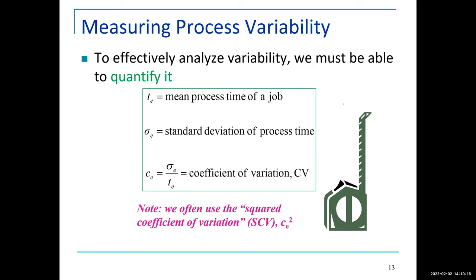And then we have the coefficient of variation, which is equal to the standard deviation divided by the mean process time. So this is the coefficient of variation, or CV. As a note here, we often use the squared coefficient of variation, SCV, which is equal to c squared, or the coefficient of variation squared.